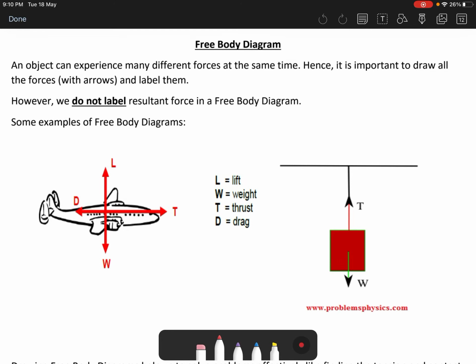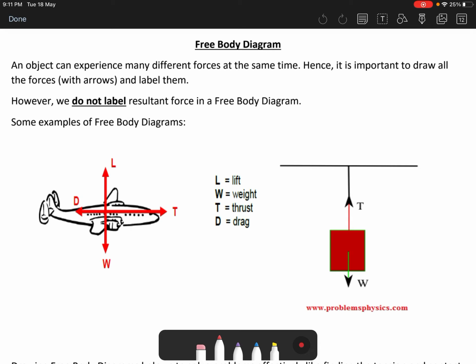Alright, so the next thing I will need to teach is about the free body diagram. Basically, it's just labeling of all the different forces acting on the object. Let's say for example for this aeroplane, we have 4 forces. We have the thrust, the lift, the weight, and the drag. D for drag, but of course, the layman term is what we call the air resistance. All the forces must be labeled accordingly.